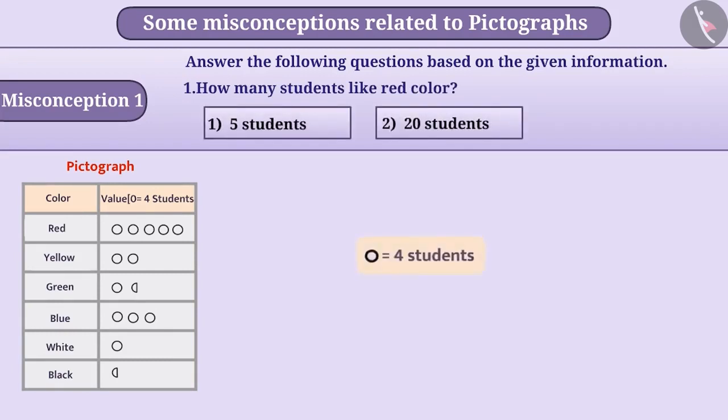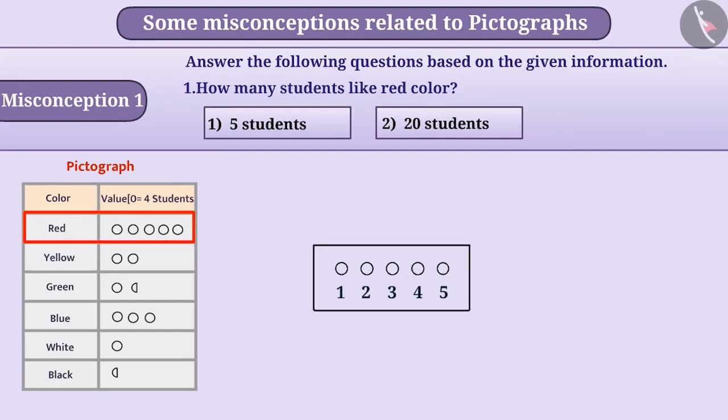Some children do not see the value of the symbol given in the pictograph or ignore it. They do not understand its importance. To find out how many students like red color, children count the number of symbols shown in the row of red color. Here, 5 symbols are shown, so they think that 5 children like red color. Therefore, they give the answer to the question as option 1, which is an incorrect answer.